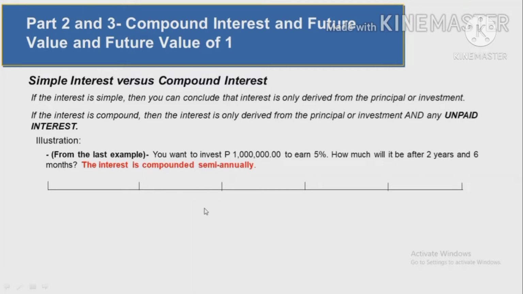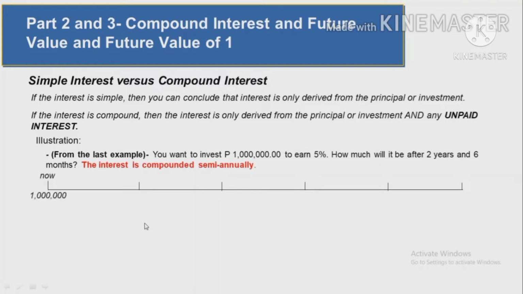So now, each period that we have is only for 6 months, and each year has 2 periods. So 2 periods times 2.5 years, that is equivalent to 2 years and 6 months, the 2.5 years. So we have 5 periods. So let's go now to the computation.